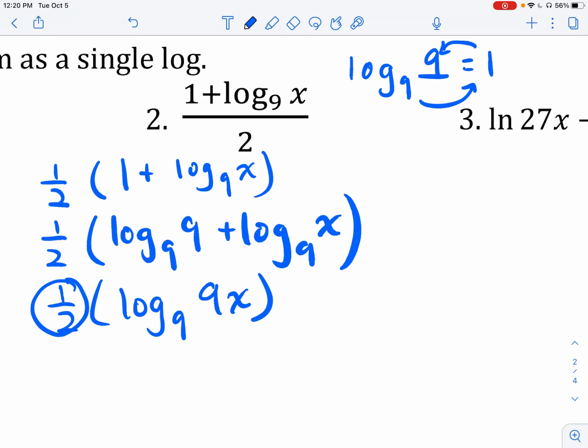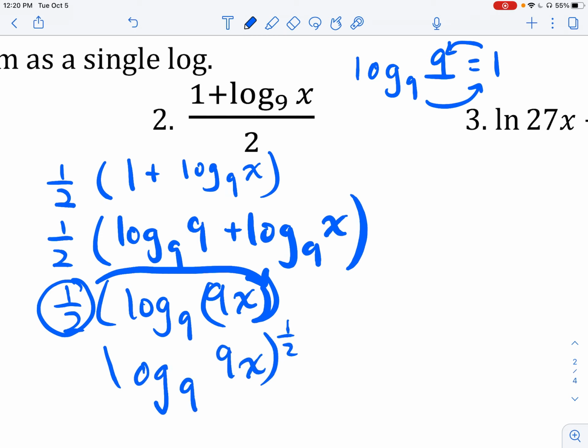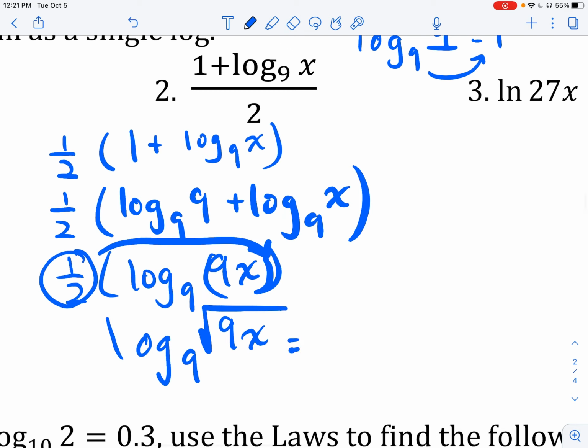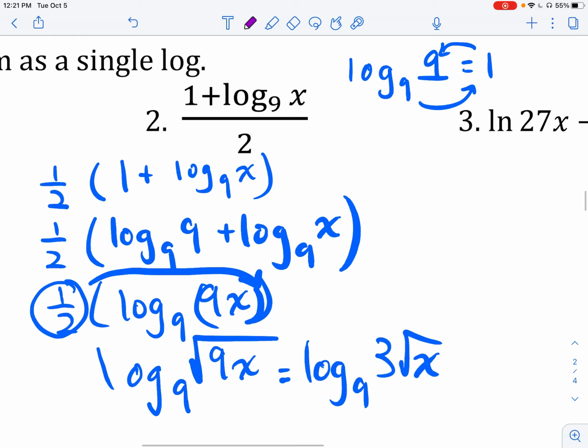Now I'm going to take this coefficient here and rewrite it as the power of just my argument, not of my entire logarithm. So actually I should have rewritten this. This should look like this. It's going to be the power of just my argument. That is to say, all of this would be 9x to the 1/2 power, or we could say the square root of 9x. And this can be further simplified just to write this as log base 9 of 3 root x.